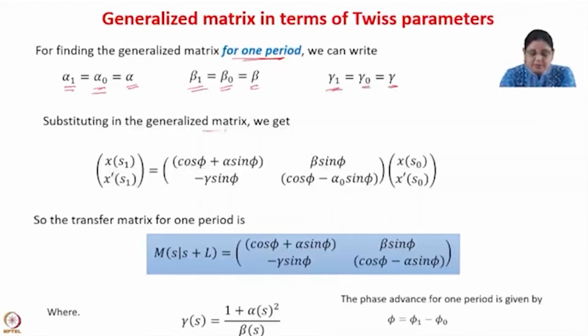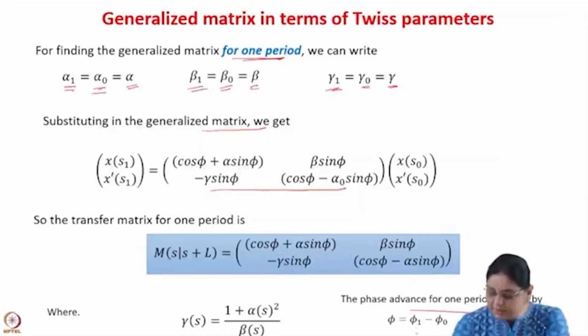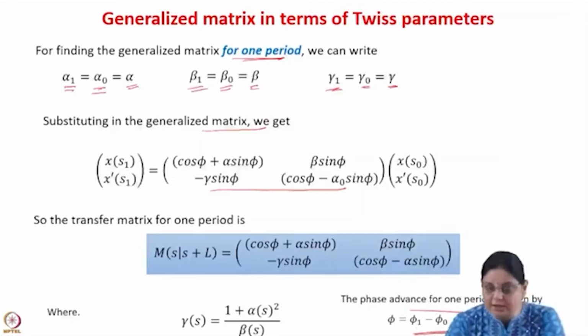So substituting in the generalized matrix here, this matrix is simplified like this. So the transfer matrix for one period is simply cos phi plus alpha sin phi, beta sin phi; minus gamma sin phi, cos phi minus alpha sin phi. Here again gamma is equal to (1 plus alpha squared) divided by beta, and the phase advance for one period is given as phi 1 minus phi 0. So this is the phase advance in one period.